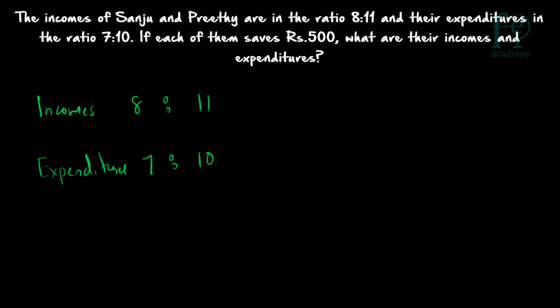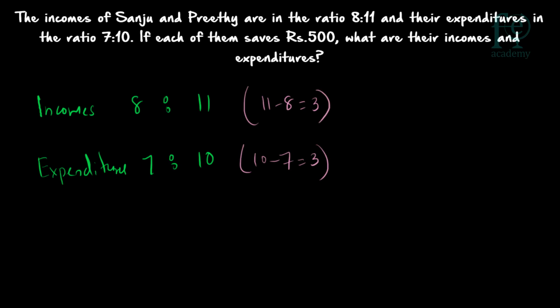So what is the method? You have to find out the difference between the antecedent and the consequent in both the initial ratio and the final ratio. In the final ratio, the expenditures, what is the difference between antecedent and consequent? 10 minus 7 is equal to 3. And for your incomes, what is the difference? 11 minus 8 is equal to 3. So both are same, no problem.